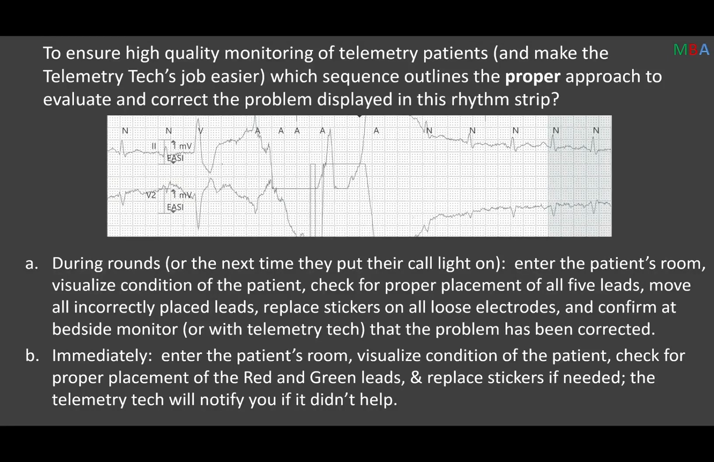This question's a little bit longer, so it's on 2 separate slides just because the options are laid out, but I will go ahead and ask. To ensure high-quality monitoring of telemetry patients and make the telemetry tech's job easier, which sequence outlines the proper approach to evaluate and correct the problem displayed on this strip? So what kind of rhythm or problem are we looking at here? It's obvious that we're dealing with a loose electrode.